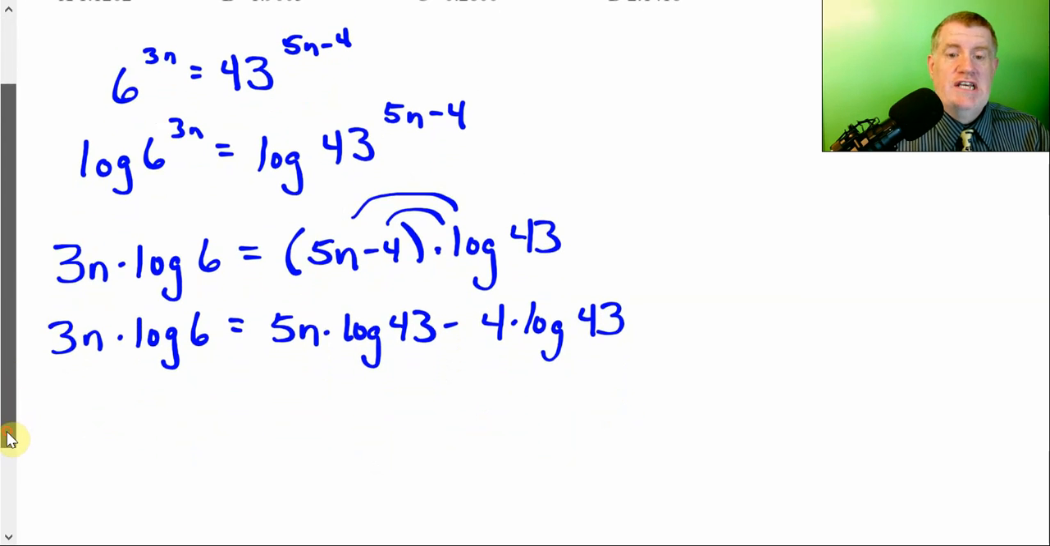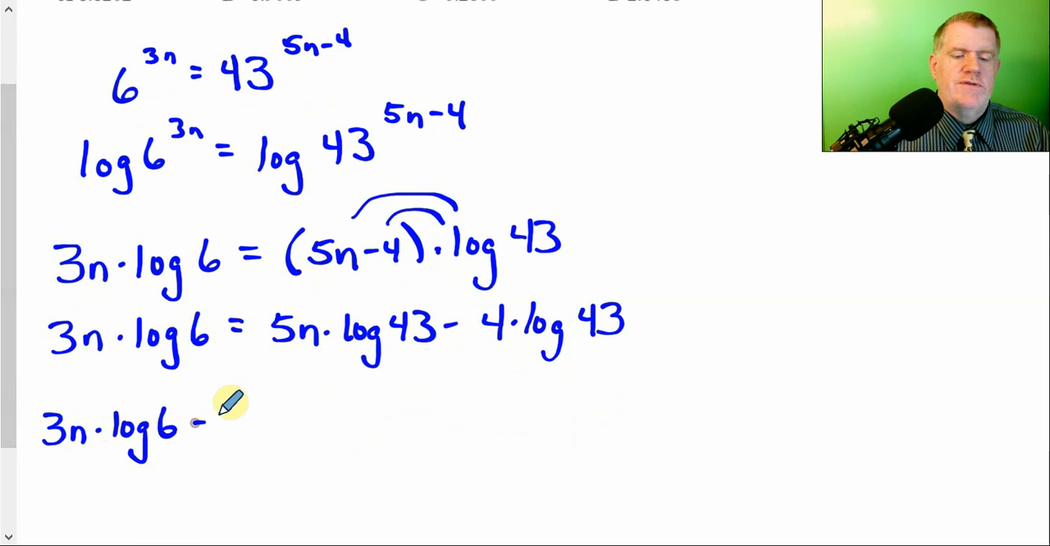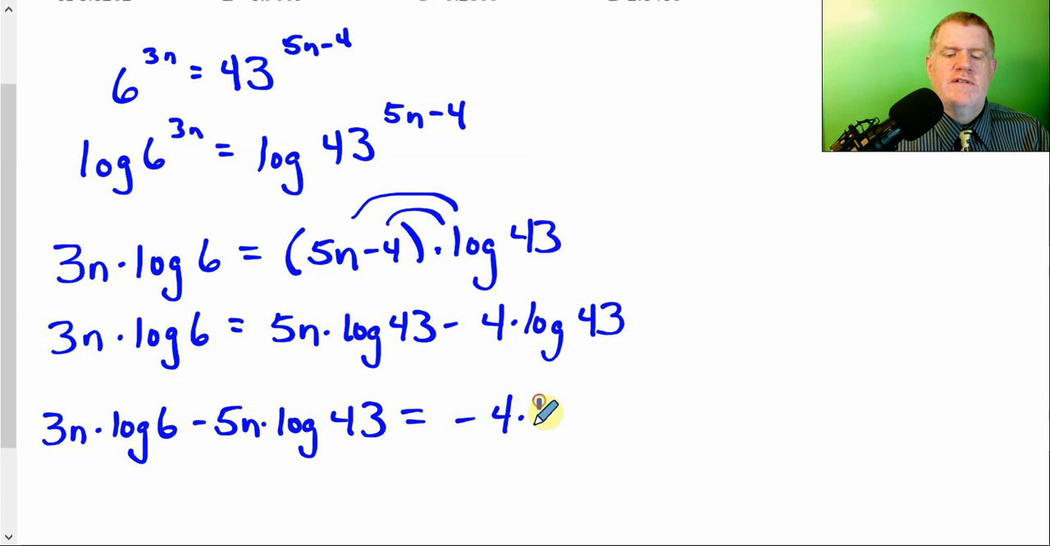All right. Next step. What I have to do is get all the n's on one side. So there's an n term, so I'm going to bring it over. So I'm going to subtract that from both sides. And I'm left with this over here.